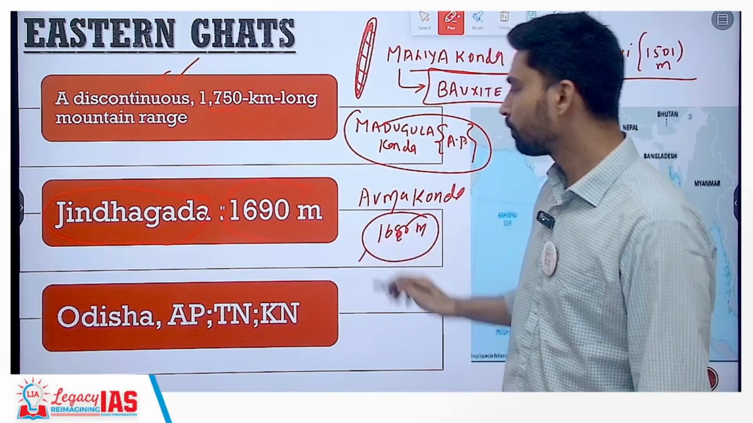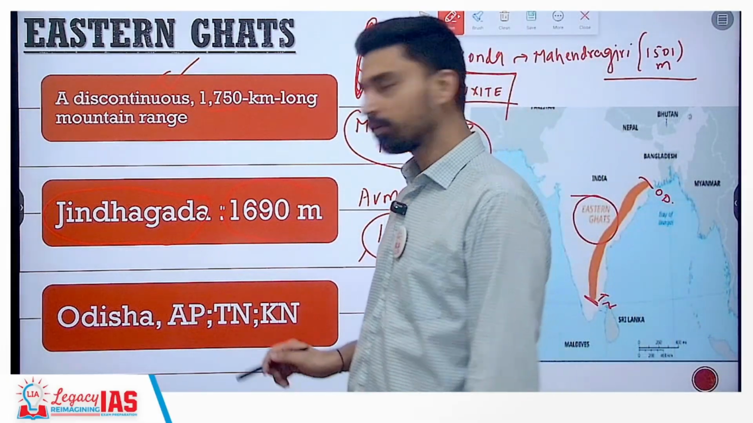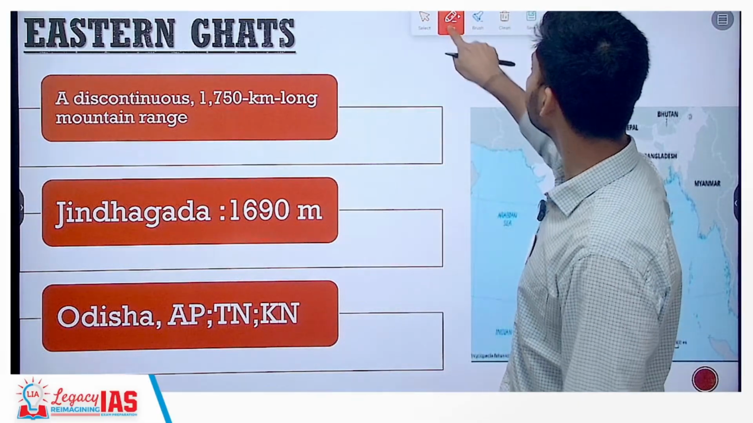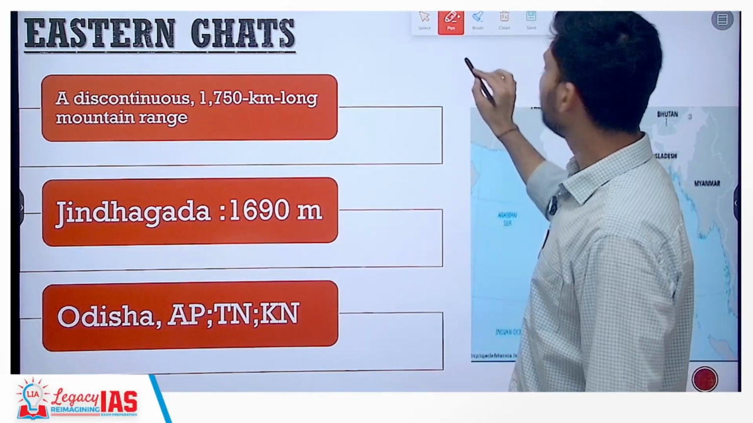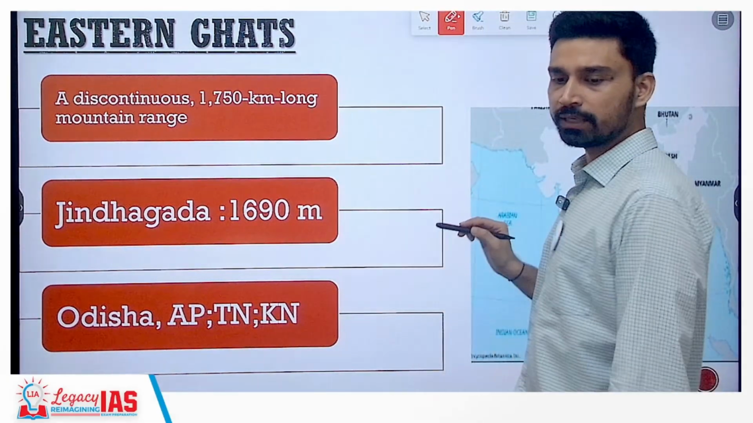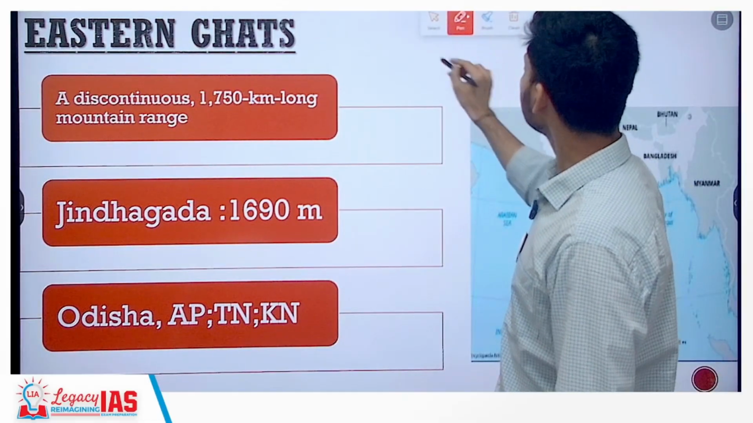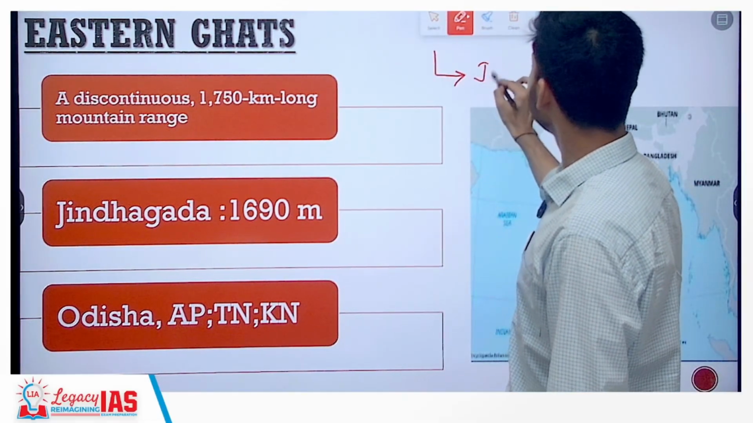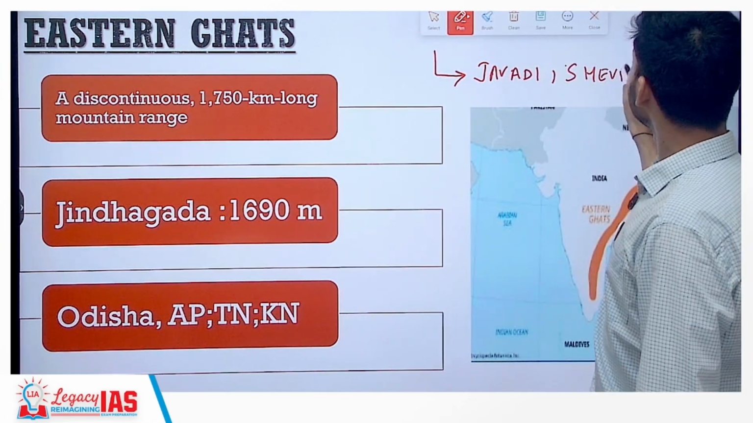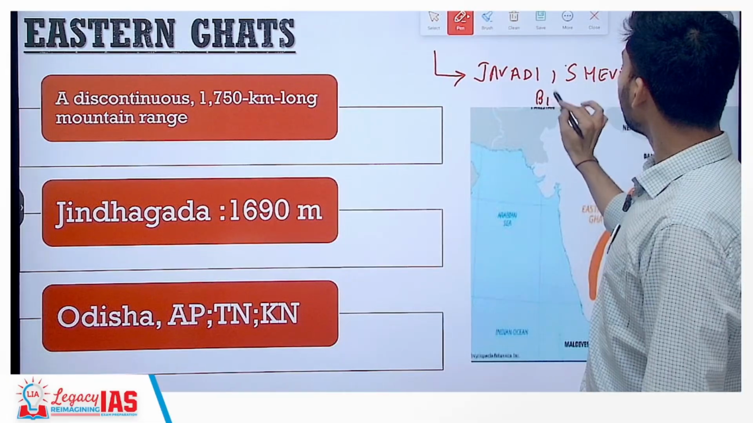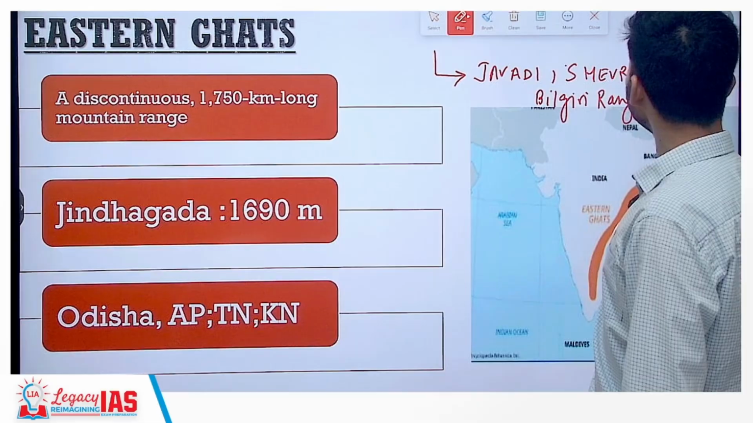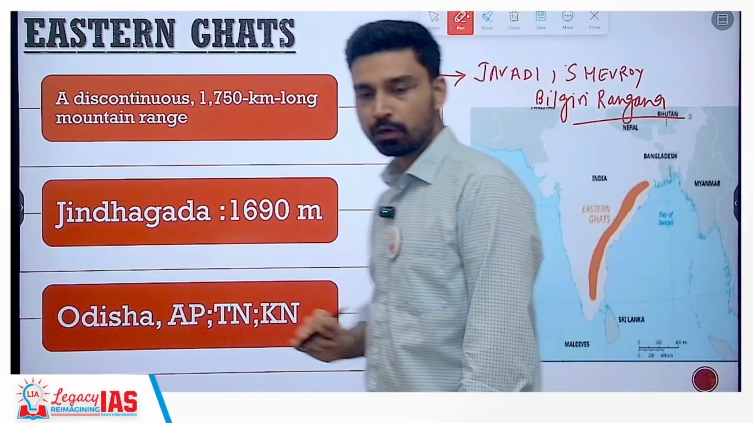Then apart from that, we also have extension in Tamil Nadu. Tamil Nadu Eastern Ghat is referred to by several different names. For example, Javadi Hills. Then further you have Shevaroy Hills, and then along the border of Karnataka, the hill is called Biligiri Ranga Hills as such. So all of these are part of Eastern Ghat itself.